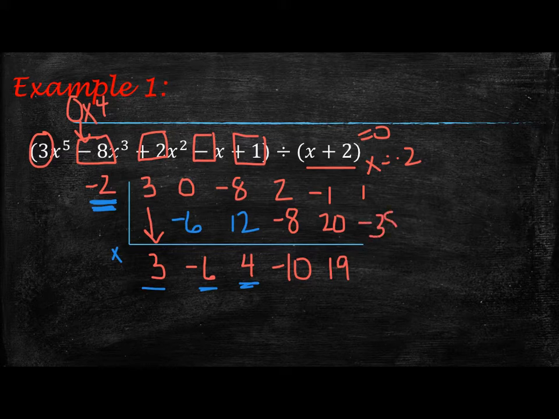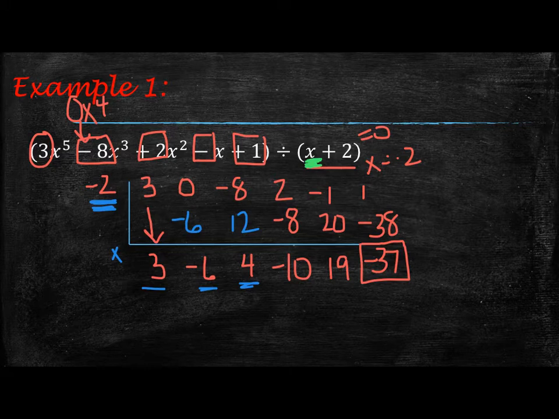Now, this last number that you get in this last position after you add those up, this represents your remainder, okay? Now, when you write your answer, because you're dividing by an x, each of these terms after you divide starts with 1 less than your degree.